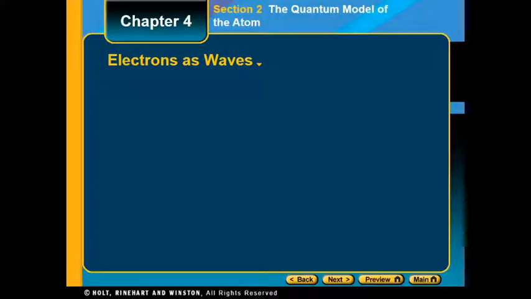This is Chapter 4, Section 2, and we're going to talk about the quantum model of the atom today. That is going to be our fifth and final model that we talk about, which is also going to be the modern day model of the atom.